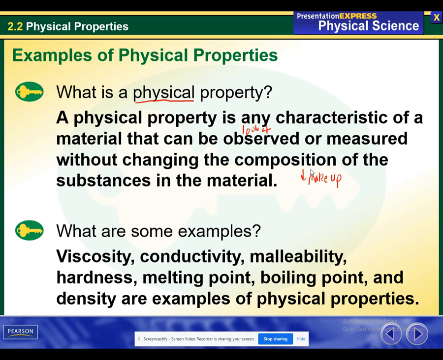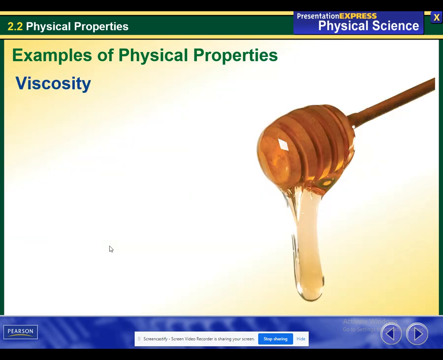So what are some examples of physical properties? There are a lot of examples of physical properties, including viscosity, conductivity, malleability, hardness, melting point, boiling point, and density. Now, I don't want to confuse you. These are not the only physical properties that there are. These are just common examples we use in science class. So I want to make sure that you understand what these words mean.